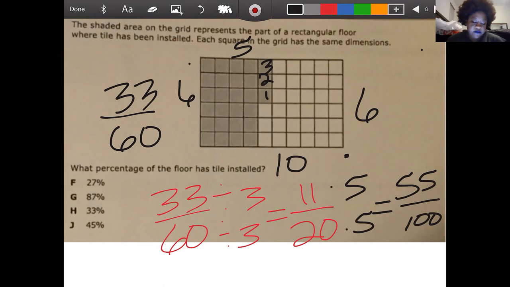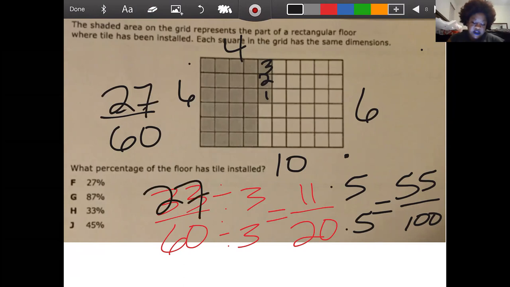I messed up something here. Hold on, you guys. I messed up something here. Oh, sorry. I don't know what I was thinking about. This should have only been 4. So 24, 25, 26, 27. So this should have been 27, guys. Over 60. 27 over 60.